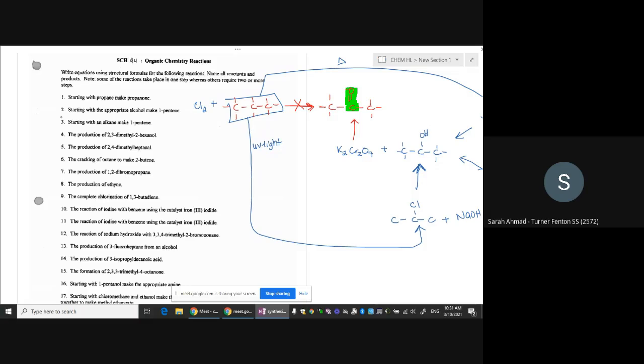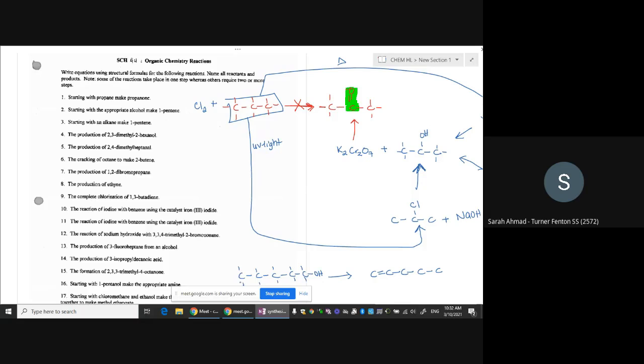Okay, so starting with the appropriate alcohol, make 1-pentene. So we're trying to get to 1-pentene. I always draw out the product, 1, 2, 3, 4, 5. So it says starting with the appropriate alcohol. Is there a way for me to go from alcohol straight to an alkene, you guys? Yes or no? Is there a way?